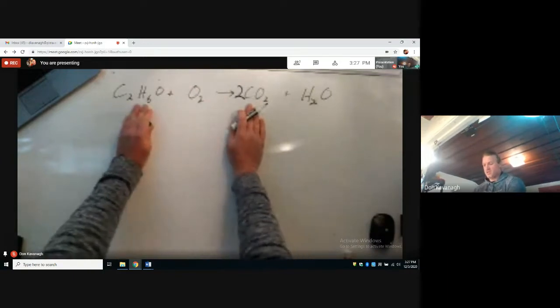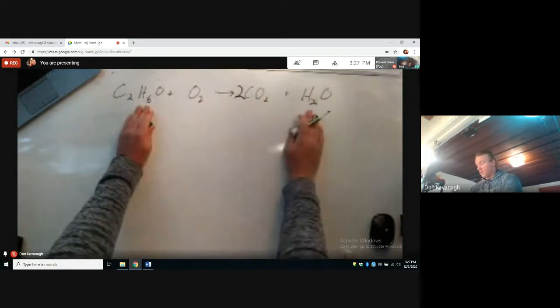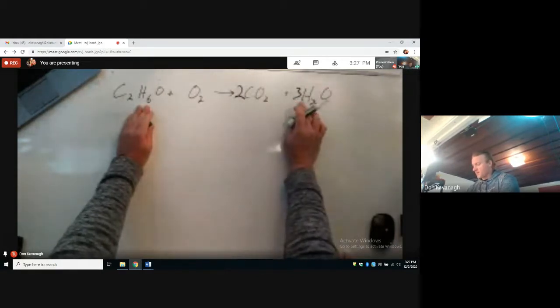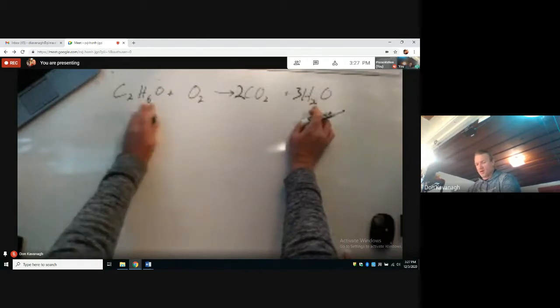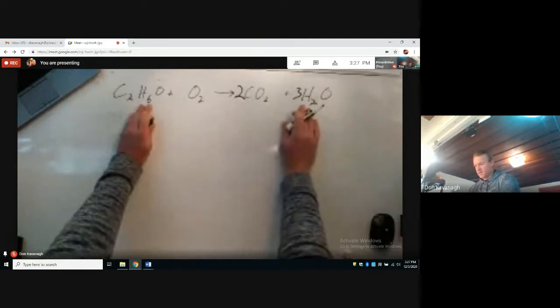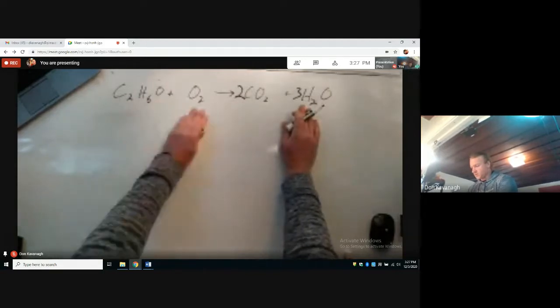Hydrogens, there's 6 hydrogens in ethanol, and our product is water. So we're going to produce more than just 1 water. We're going to produce, say, 3 waters, because that gives me 3 times 2 is 6, and there's 6 hydrogens there. So it looks like our carbons are balanced out, our hydrogens are balanced out. Let's balance out the oxygens.